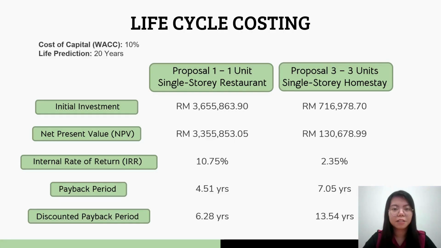Life cycle costing is carried out for the top two performing proposals, which are Proposal 1 and Proposal 3. With the cost of capital of 10% and the life prediction of 20 years, Proposal 1, 1-unit single-story restaurant has a better performance because it has a higher positive net present value of around 335 million, an internal rate of return of 10.75%, which is higher than the cost of capital, a reasonable and shorter payback period of 4.51 years, and a discounted payback period of 6.28 years.